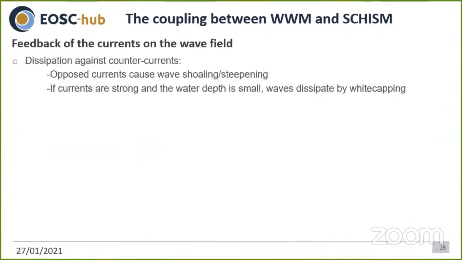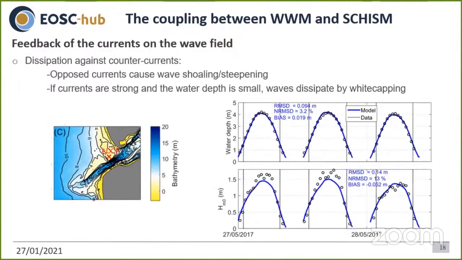When the currents get stronger, they will cause a shoaling and a steepening of the short waves. And if the currents are really strong and the water depth is small, then the waves will be so steep that they will start to break due to whitecapping and they will dissipate. To illustrate this process, I will show you another application to the south of the Oléron Island in France, where we carried out a large field experiment. And I just show you time series of water depth in the upper panel and wave height in the lower panel.